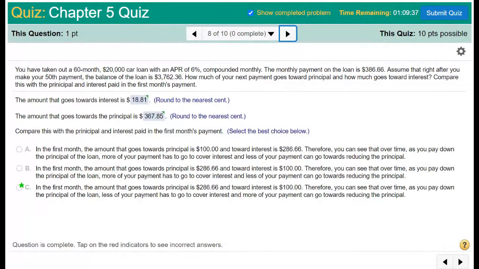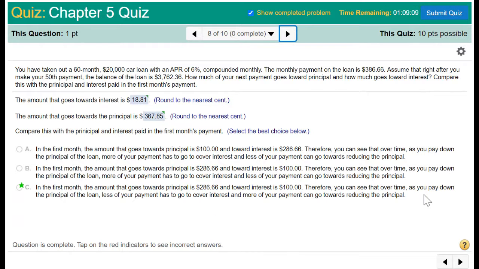So the first month, we can do the calculation for the first month. We know that the payment's 386. If we say 0.005 times 20,000, then this is what we're supposed to get. We get $100. In the first month, the amount that goes towards principal is 286, and towards interest is 100.